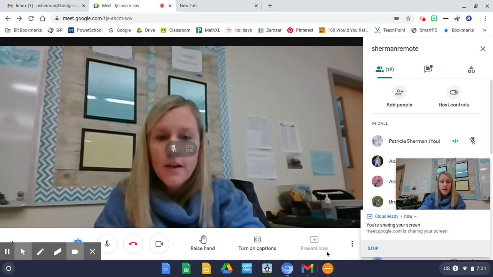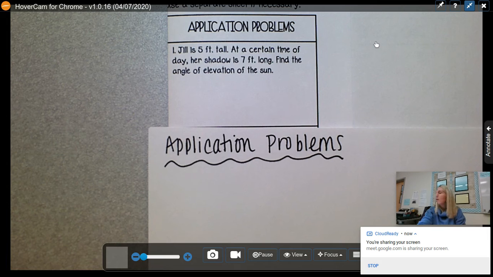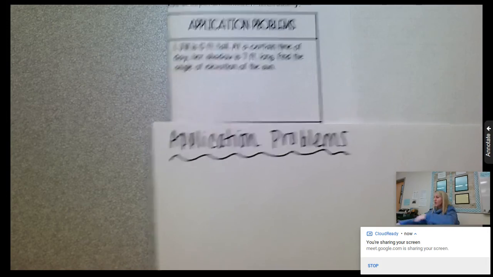Okay, share that, and then I'm going to do this, and I'm going to expand it. Can you guys see what I see? You can. Okay, beautiful.